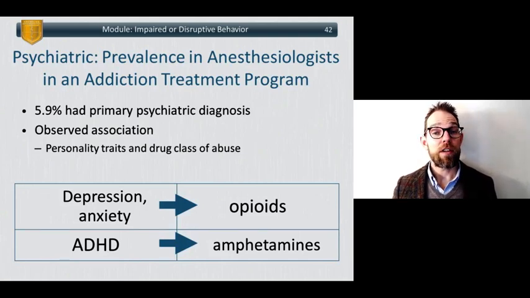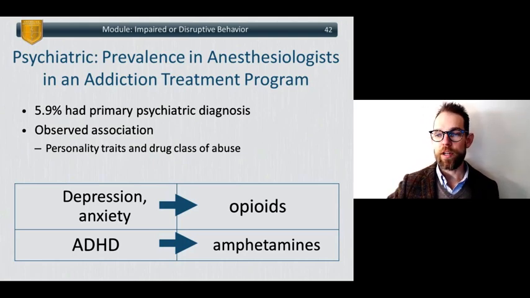So let's talk about anesthesiologists that have diverted and abused drugs. 6% of those had a primary psychiatric diagnosis. There is an observed association between personality traits and the drug class that is abused. So folks that have ADHD are more likely to abuse amphetamines. Folks that have depression or anxiety are more likely to abuse opioids.